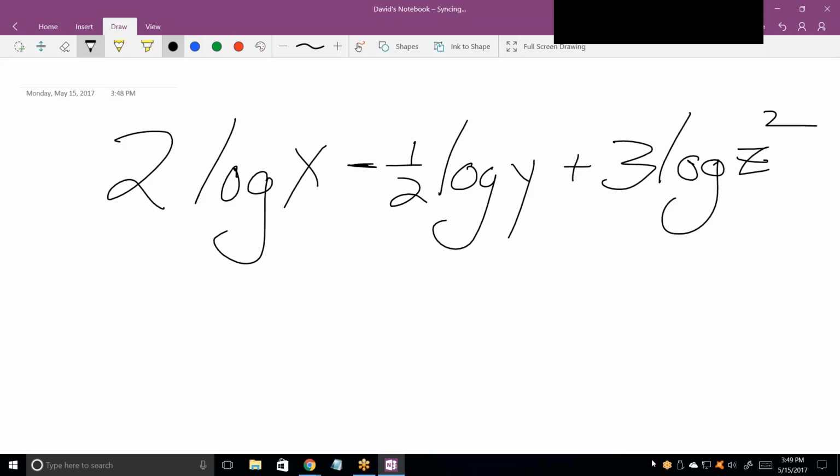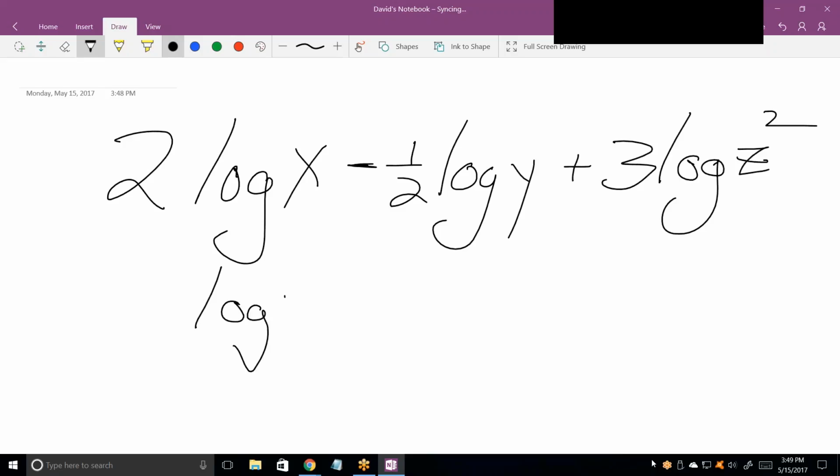Condense that into a single log expression. You don't have to do it all in one step. And in fact, I would advise not doing it all in one step. I would do it in multiple rows. What would be the first thing you'd want to do? Those are the coefficients. So okay, what's the next line?